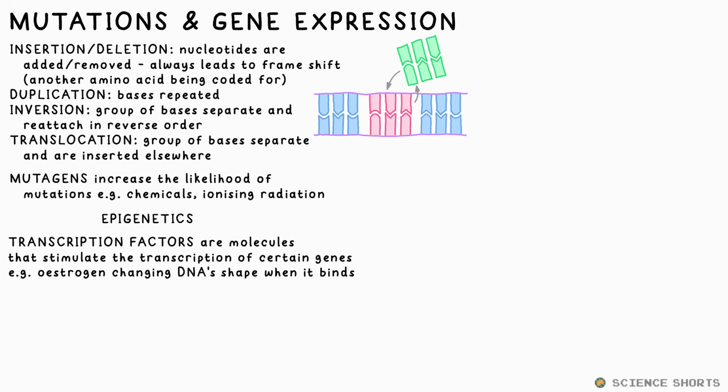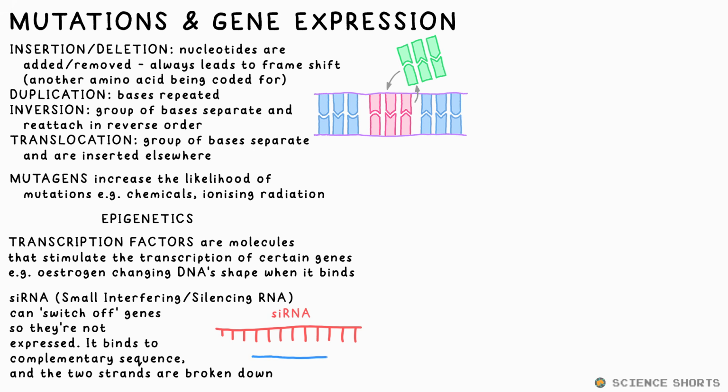The body can choose what DNA is transcribed by transcription factor molecules. For example, estrogen diffuses into a cell as it's lipid soluble and it binds to a transcription factor, and then this changes the shape of the DNA binding site so it can bind to it, and this stimulates the transcription of the gene it's bound to.